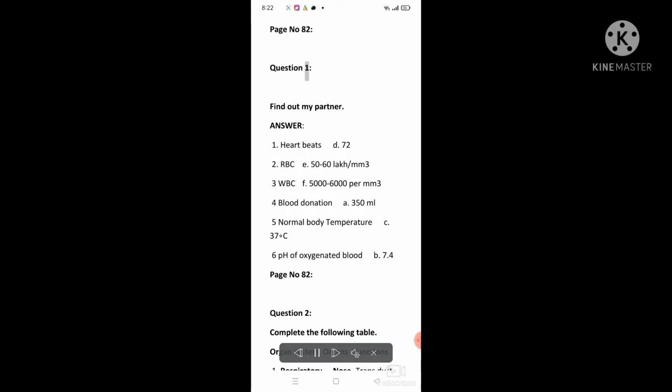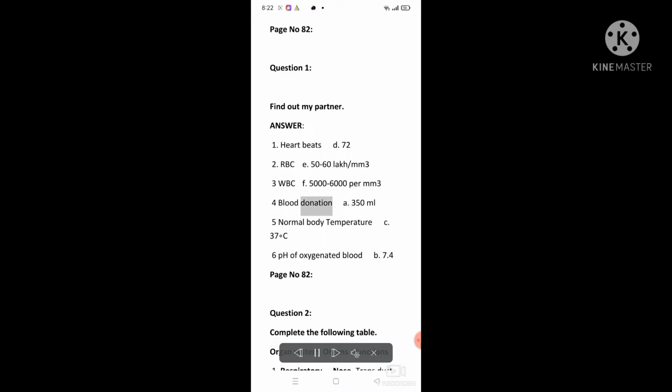Question 1. Find out my partner. Answer. 1. Heartbeats: D, 72. 2. RBC: E, 50 to 60 lac/mm3. 3. WBC: F, 5,000 to 6,000 per mm3.